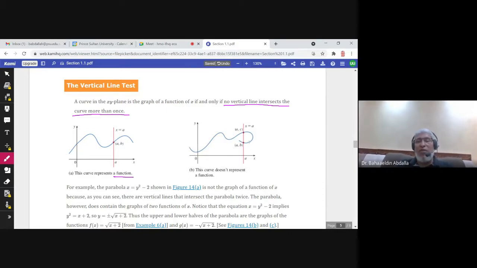While the blue curve here is not a function, because this vertical line intersects the graph in 2 points, more than once. So this does not represent a function. So the circle, for example, is not a graph of a function because the vertical line test does not work.